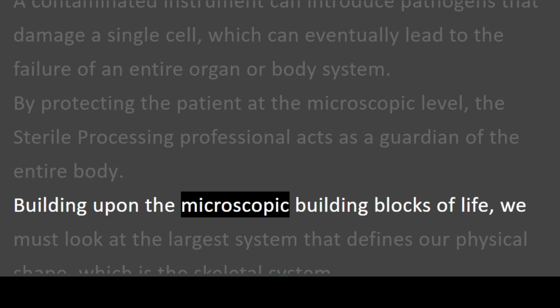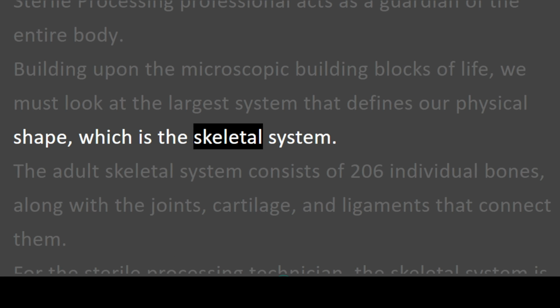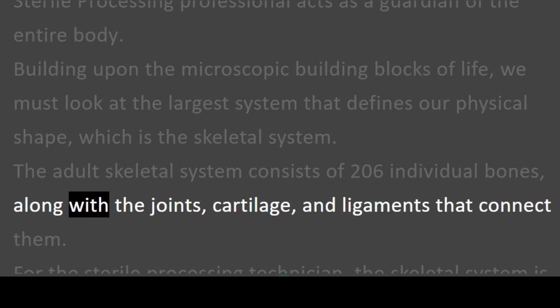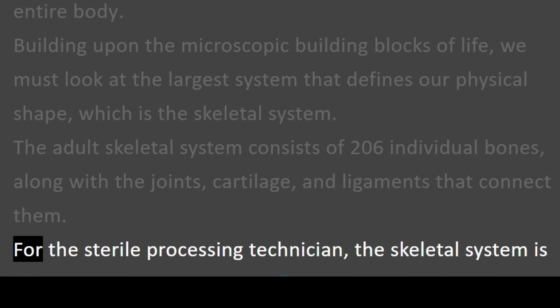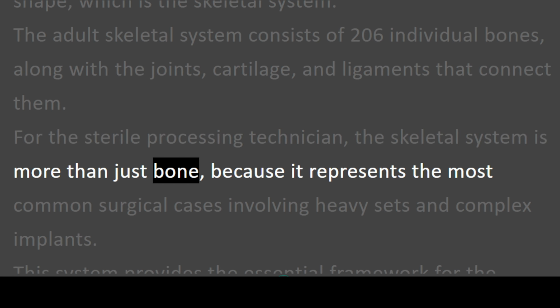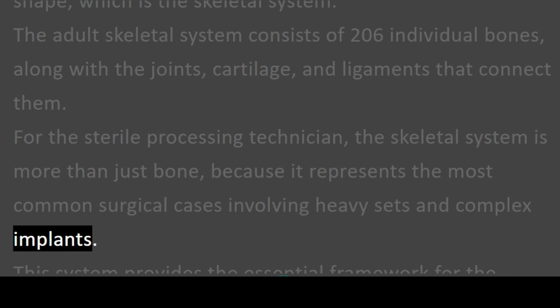Building upon the microscopic building blocks of life, we must look at the largest system that defines our physical shape, which is the skeletal system. The adult skeletal system consists of 206 individual bones, along with the joints, cartilage, and ligaments that connect them. For the sterile processing technician, the skeletal system is more than just bone, because it represents the most common surgical cases involving heavy sets and complex implants.